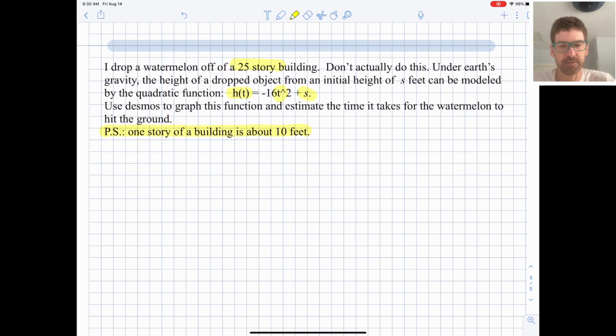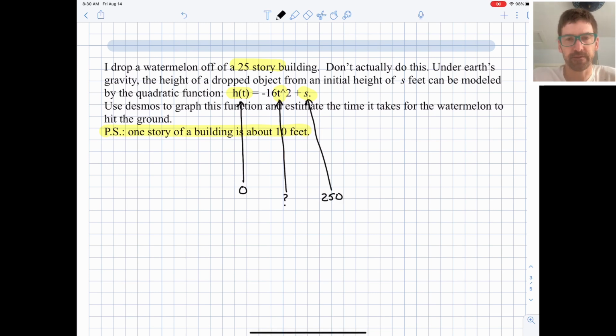However, in this case, we're wondering how long it'll take the watermelon to hit the ground. So what that means is h of t is going to be 0. t, we don't know what it's going to be. That's what we're going to solve for. And s, it looks like, is going to be 250. 25 stories, 10 feet for each story. Okay, hopefully that makes sense where we got those things, and we're looking at solving for t here. Okay, so let's go ahead and graph it up on Desmos.